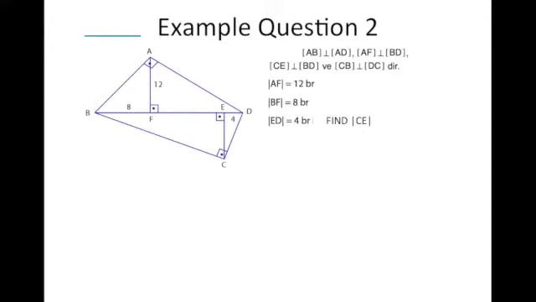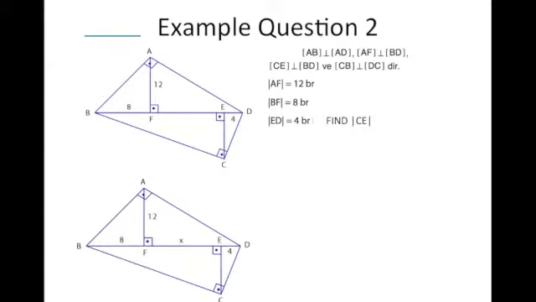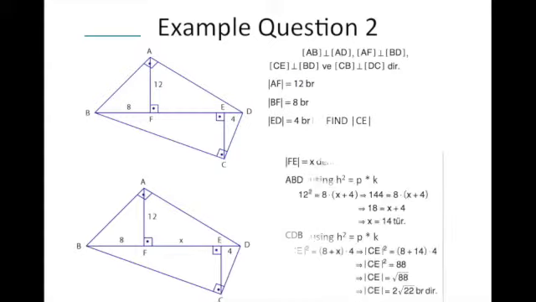Example question 2. In the triangle on the left, AB is perpendicular to AD, AF is perpendicular to BD, CE is perpendicular to BD, and CB is perpendicular to DC. If AF is 12, BF is 8, and ED is 4, we must find CE. Now, to find CE, we must first of all find FE. So, we will name FE as X and solve from that point.